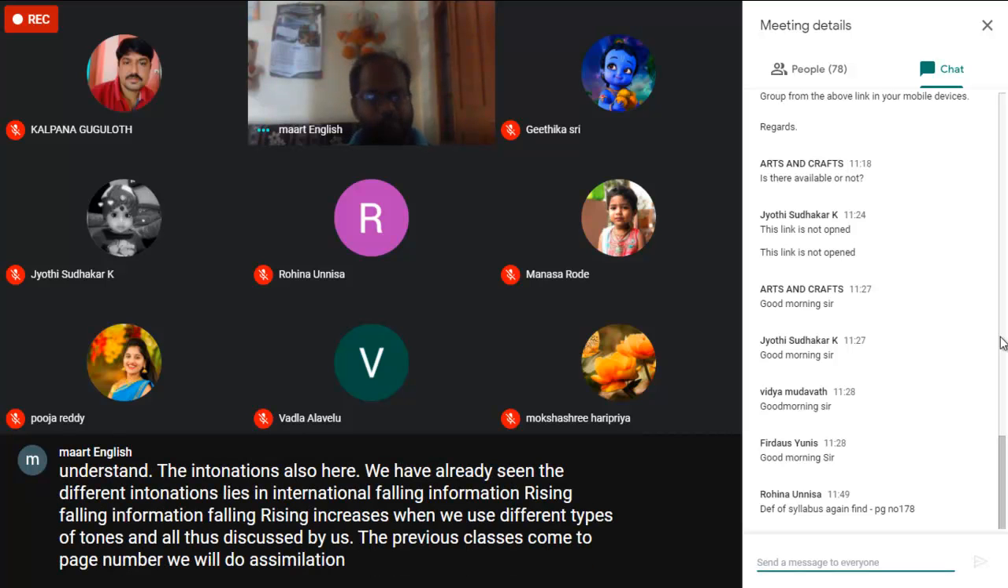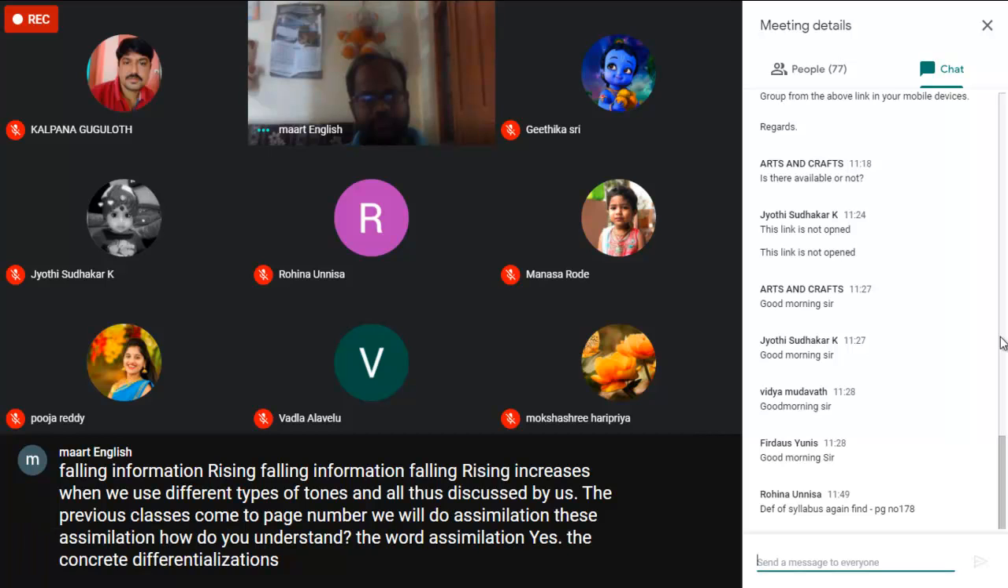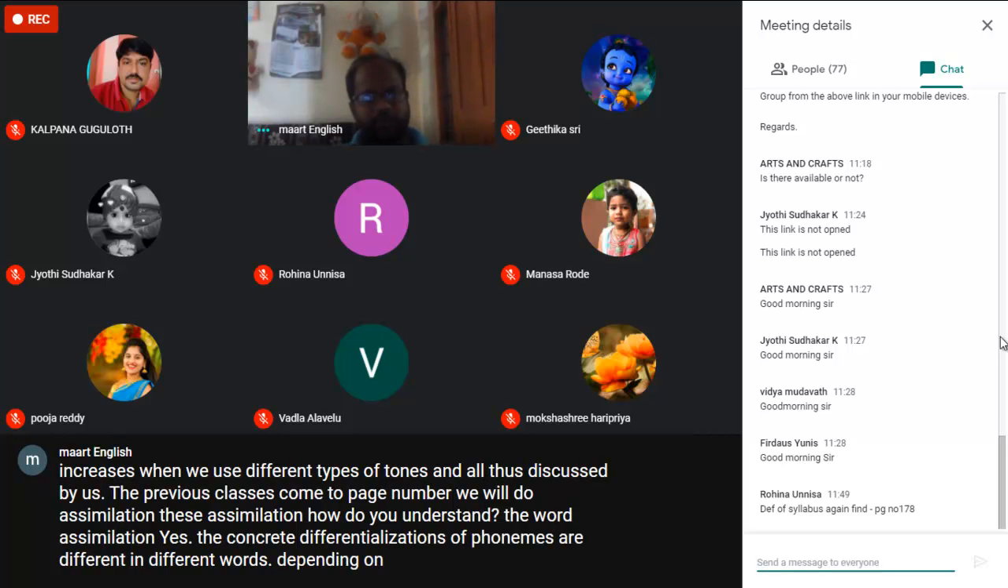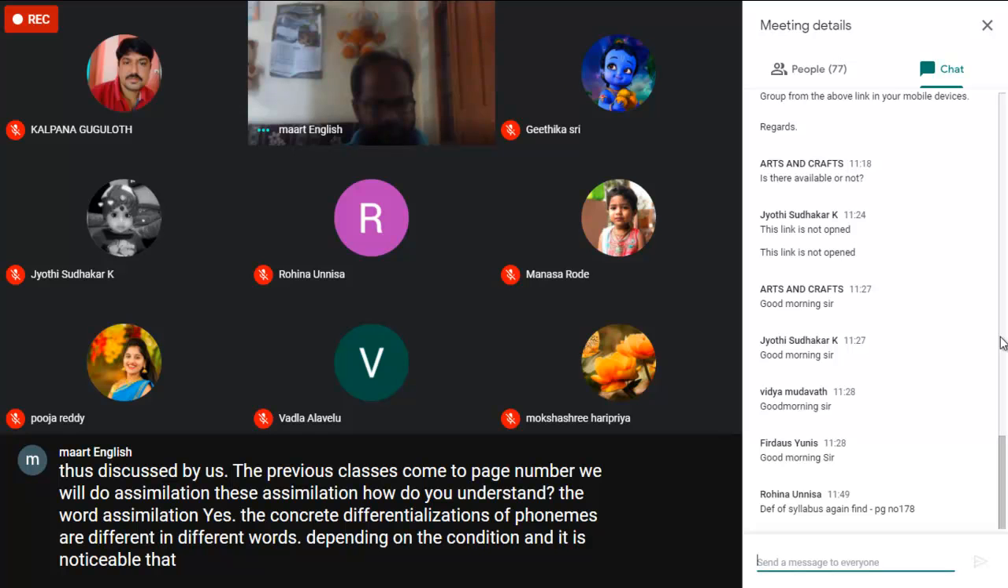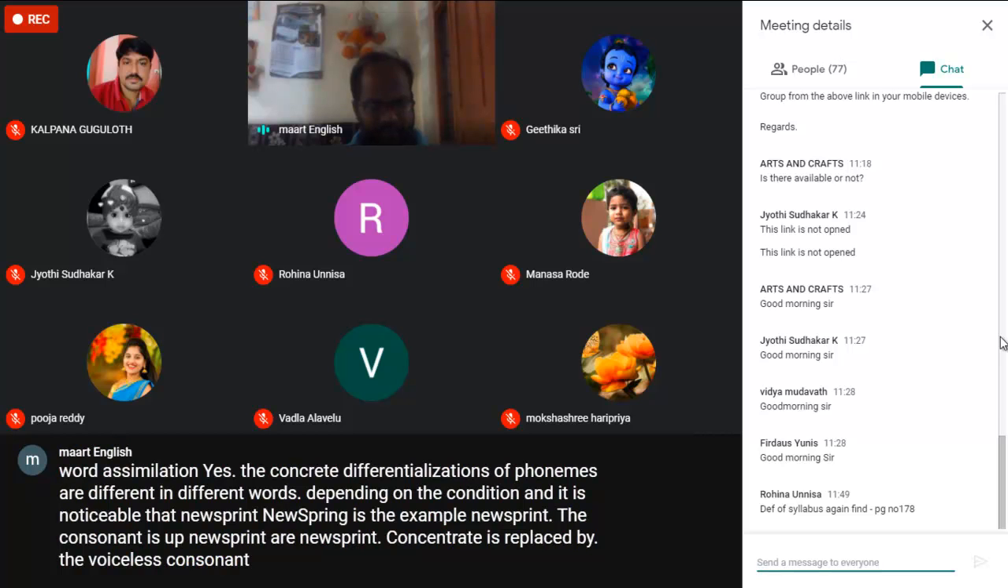Assimilation. What is assimilation? How do you understand the word assimilation? The concrete phonetic realizations of phonemes are different in different words, depending on their condition. It is noticed that, take the example newsprint. The consonant Z is replaced by the voiceless consonant S under the influence of P.